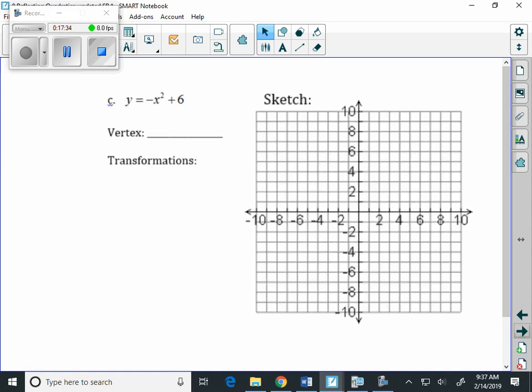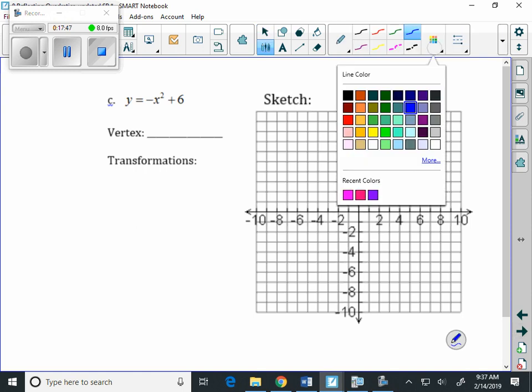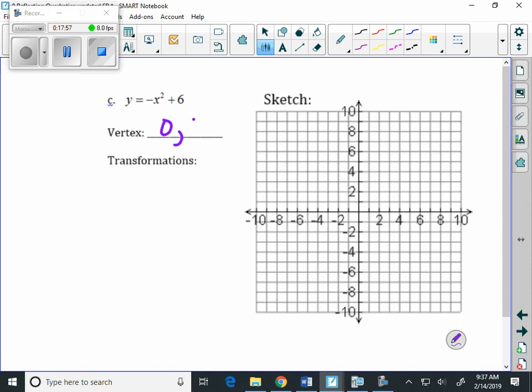Letter C. Again, the vertex for some people is causing trouble. If this is a problem, then use your calculator now to help you. But our vertex on this one, we don't have anything attached to the x in terms of adding to x or subtracting to x. So it's going to be 0, 6. And if you're not sure, type it in your calculator and look at the picture. Can you identify what the vertex is from the picture? Or maybe you need to go to the table part of your graph.